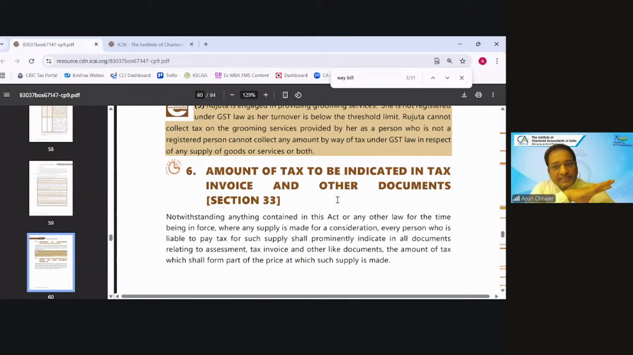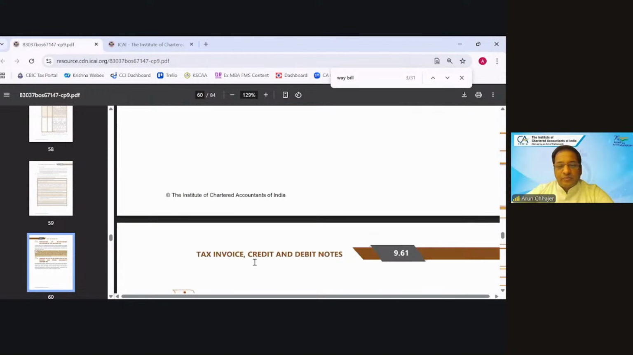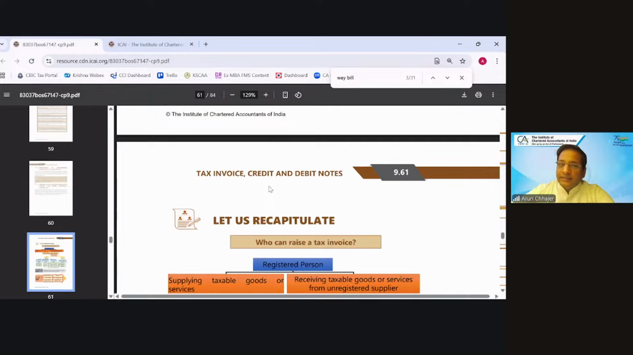Section 33 says amount of the tax to be indicated in the tax invoice and other document. It says that supplier shall prominently indicate what it should be indicated. Every person who is liable to pay the tax for such supply shall prominently indicate in all the document relating to assessment, tax invoice, and other like document amount of the tax which shall form part of the price at which the supply is made. So by this we have completed the chapter.